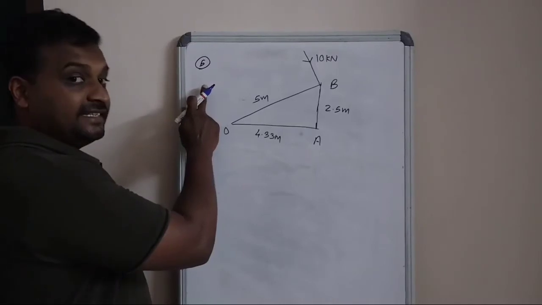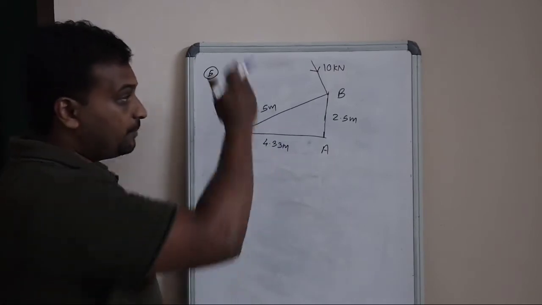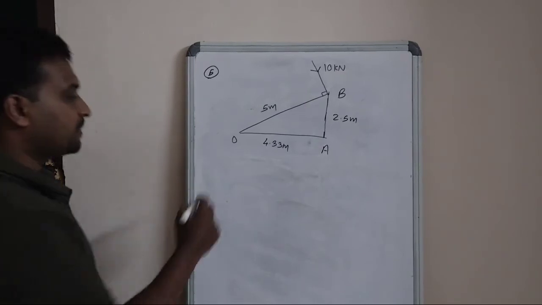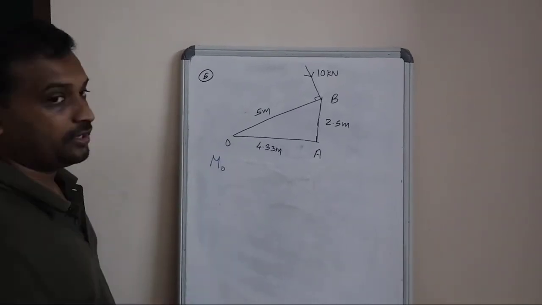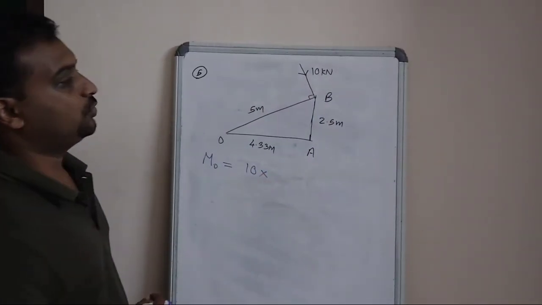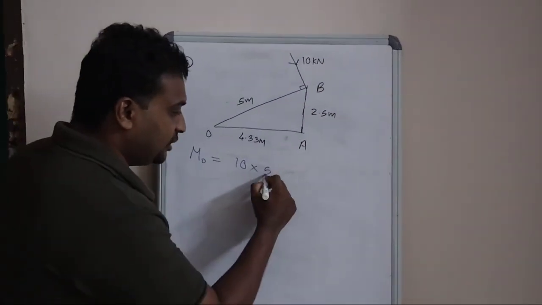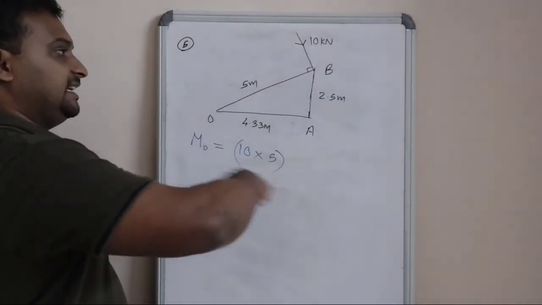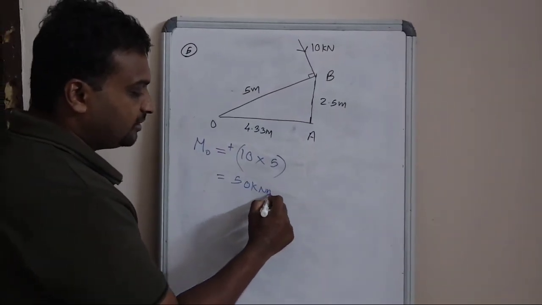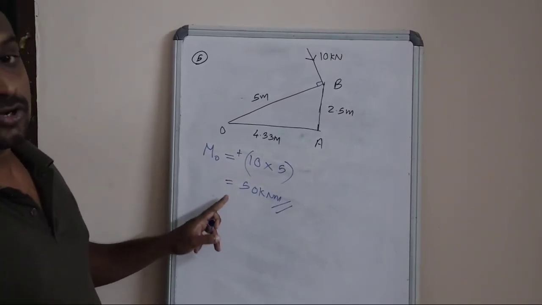Clear? Case 6. Here the same arrangement. Here the 10 kilonewton force is acting perpendicular to the line OB. Then the moment at point O, MO, is equal to force into perpendicular distance. Here the force is 10 kilonewton. What about the perpendicular distance? That is OB, the perpendicular distance here, 10 into 5. What about the sign? It is acting in clockwise direction, therefore plus, which is equal to 50 kilonewton meter. Positive sign indicates it is in clockwise direction.